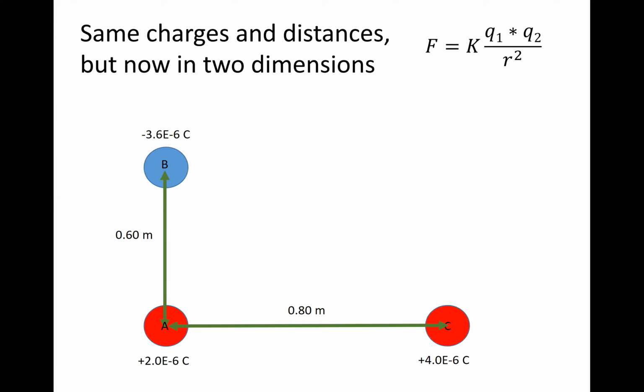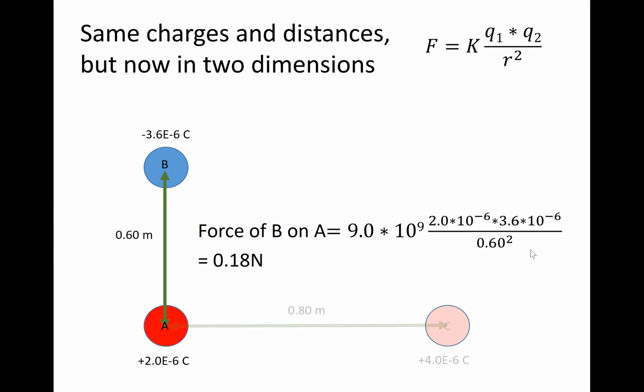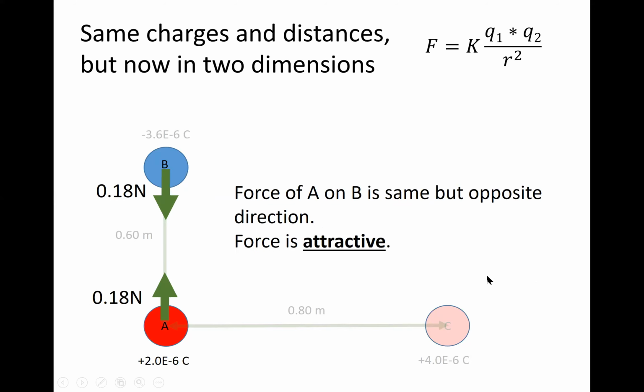So this is problem number 12, but it's revised. Okay, so let's go through it and see how it works. Again, we're going to use the principle of superposition. We're going to pretend the sphere C isn't there. We're only going to work with A and B. And since it's the same numbers, the same distance, same charge, same everything, the only thing that's different now is the direction. So when I do the numbers, I'm going to get that exact same 0.18 newtons that I got before, except this time the direction is upwards, whereas before it was to the right.